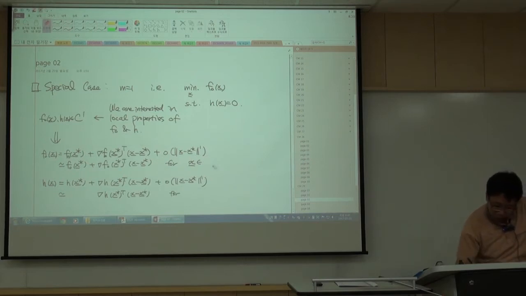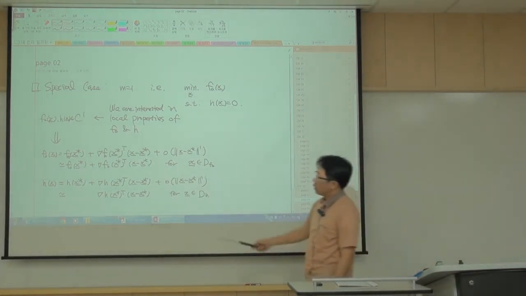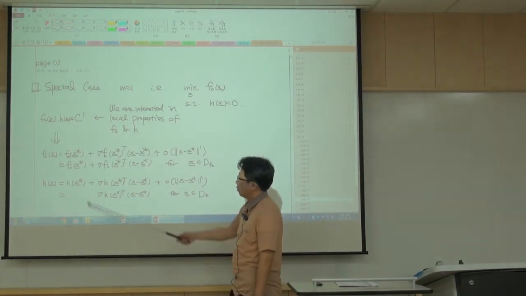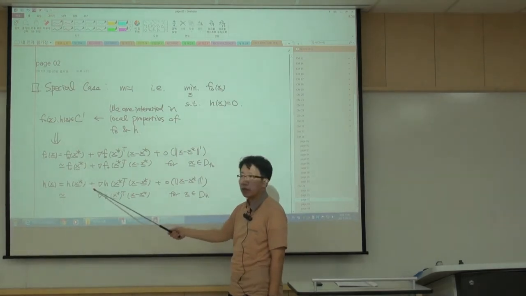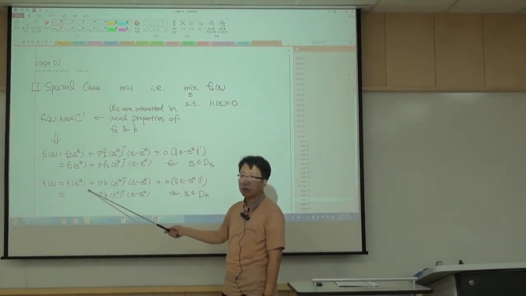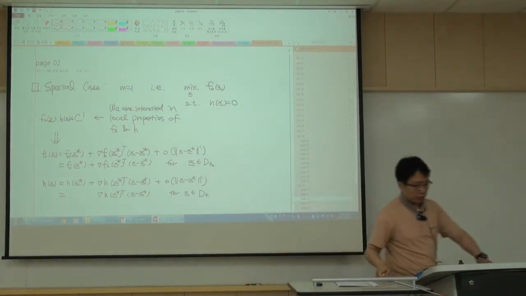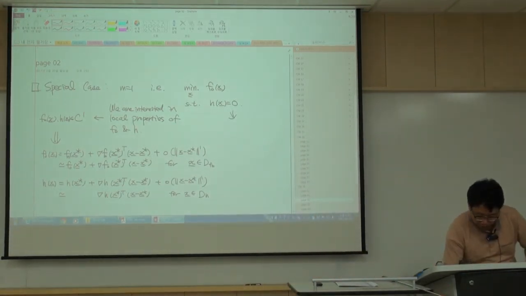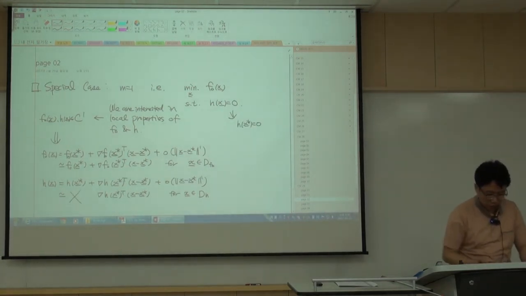So let me do this. Domain of f0. Domain of h. Got it? By the way, why don't we have h of x star? Why? Why don't we have h of x star? No, we assume that x star is feasible, which means that h of x star is 0. Got it? So this is 0.